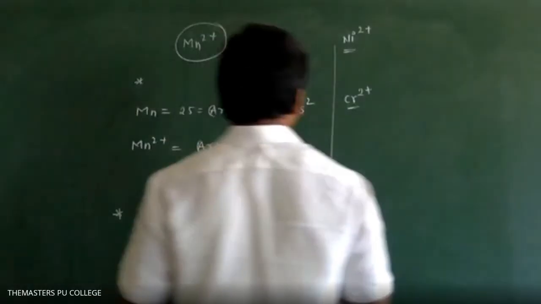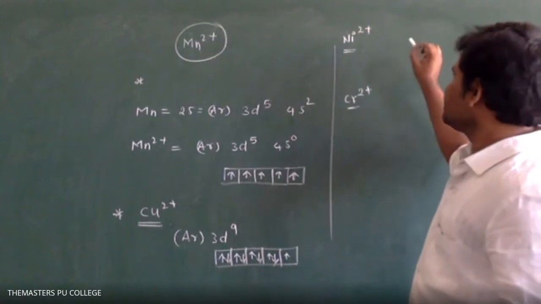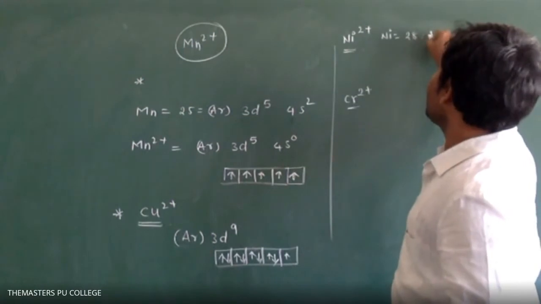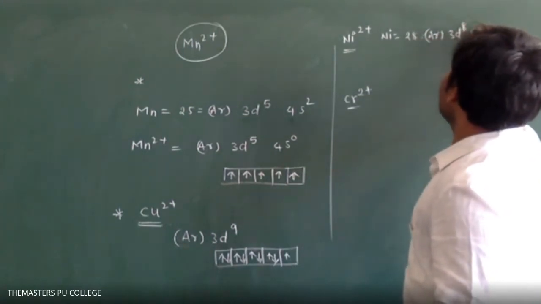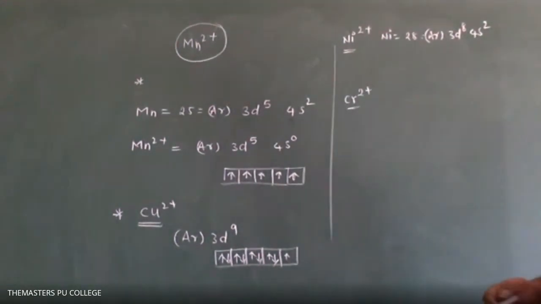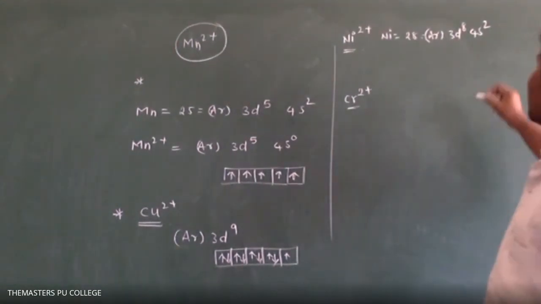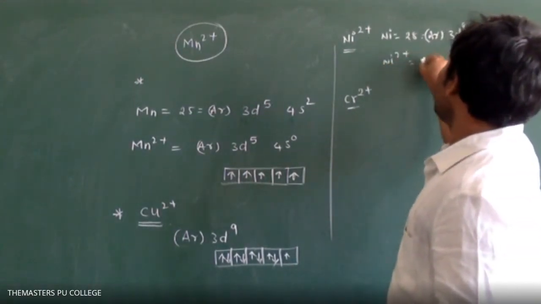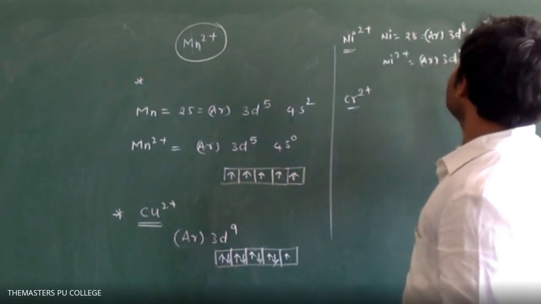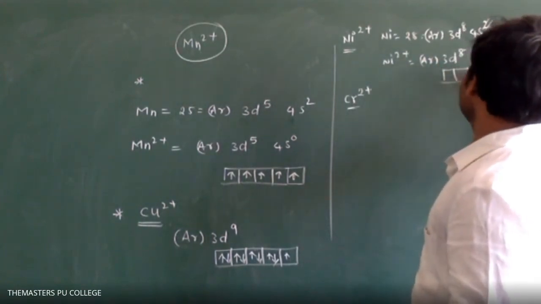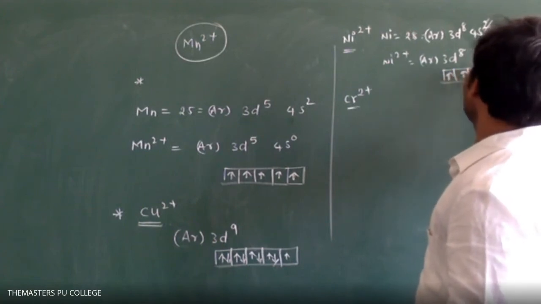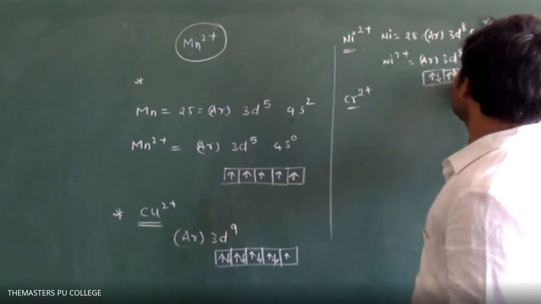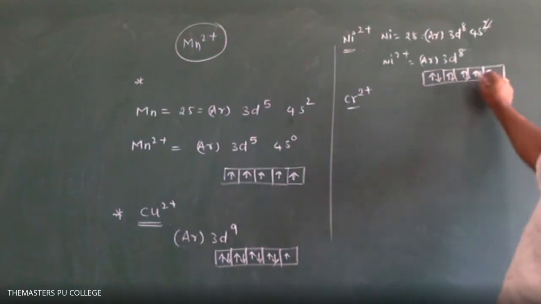Next, Cr2+ and Ni2+. First write the nickel electronic configuration. What is nickel? 28. Argon 3d8 4s2. Plus 2 means 2 electrons we have to remove. So Ni2+ means argon 3d8. So 3d8 means 1, 2, 3, 4, 5, 6, 7, 8. So 2 unpaired electrons.